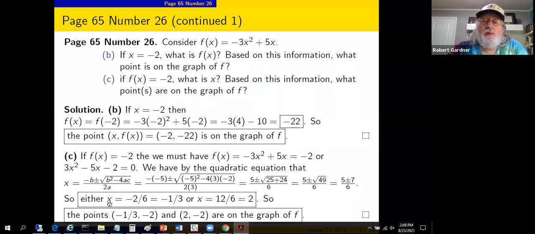So either x equals (5 minus 7) over 6. 5 minus 7 is -2, that'd be -2 over 6, which simplifies to -1/3. Or in the case that we add 5 plus 7, the quantity over 6 is 12 over 6, that's just 2. So corresponding to a function value of -2 is an x value of -1/3 and an x value of 2. Is that a problem in terms of this being a function?